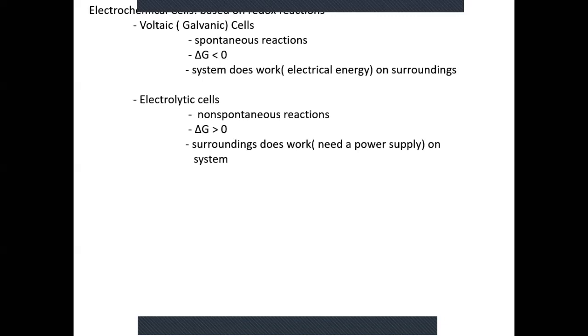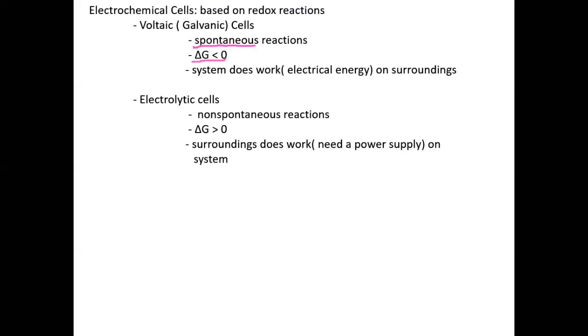So the galvanic cell is spontaneous. And if it's spontaneous, that means delta G is negative, and the system does work in the form of electrical energy on the surroundings. So this cell produces electrical energy. That's how a battery works. Now, electrolytic cells, as we'll find out later, are non-spontaneous. So that means that delta G is positive, and you have to supply the electrical energy to do work on the system. So it's the opposite. These are the two types of electrochemical cells.